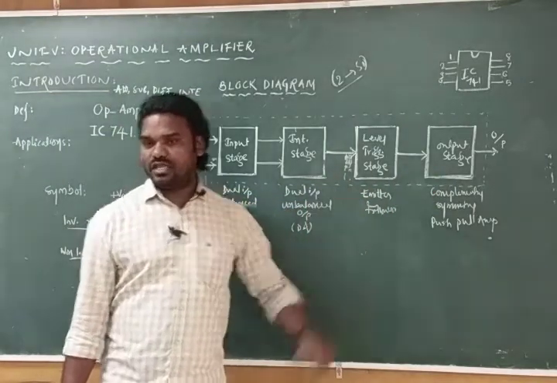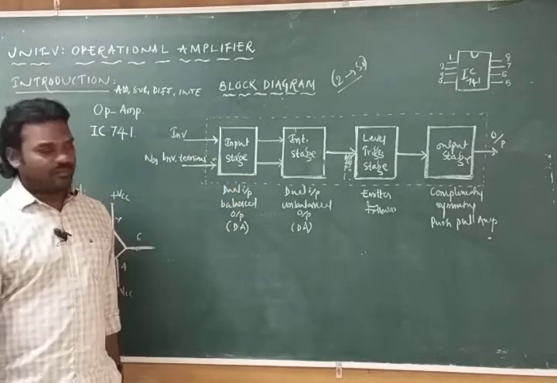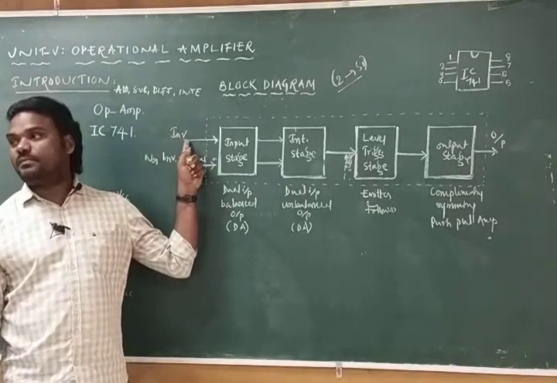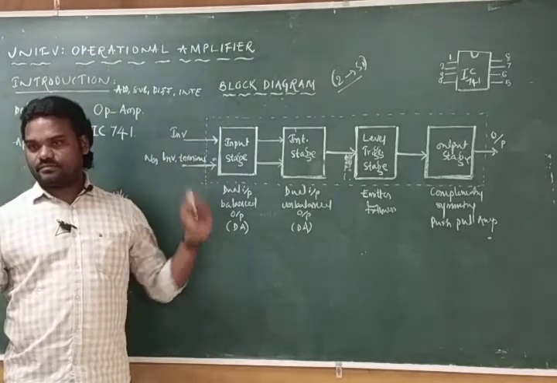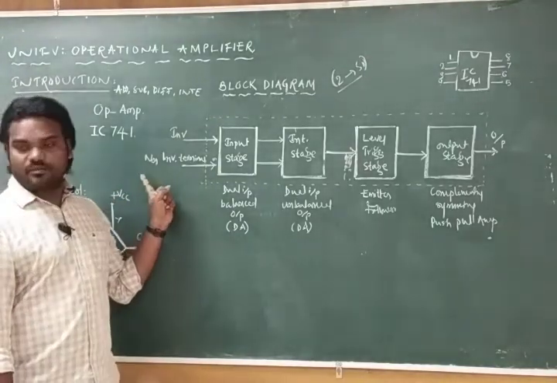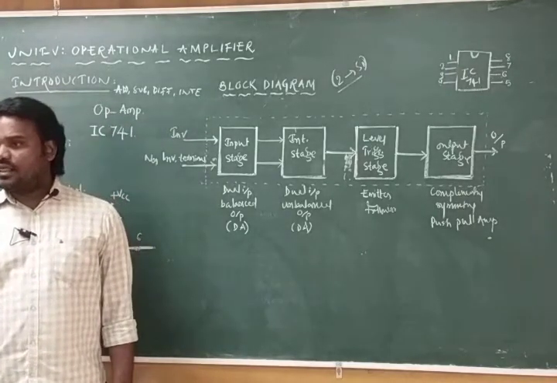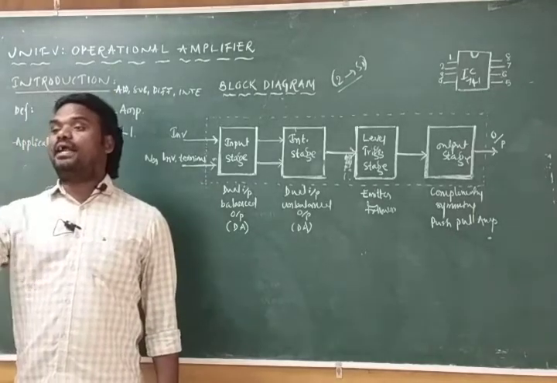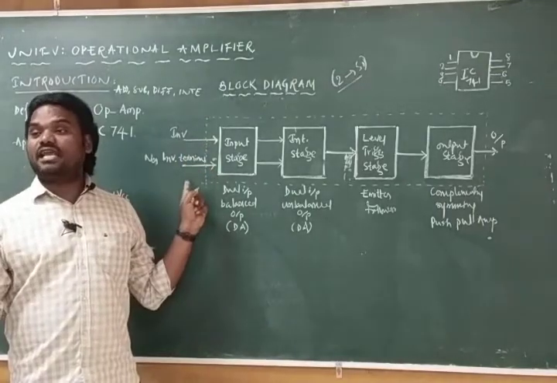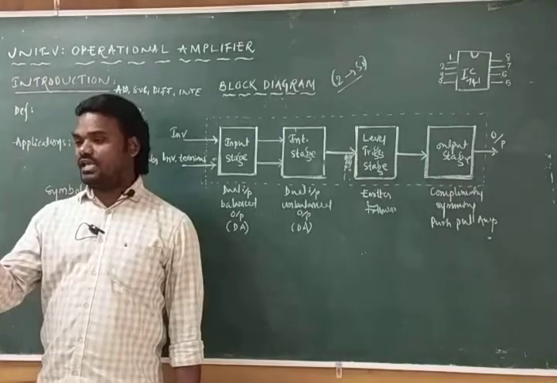Then I will be going with the inputs of an operational amplifier. How many inputs does it have? 2 inputs. The first input is the inverting terminal, and the second input terminal is called the non-inverting terminal. That means the operational amplifier can be operated in 2 modes: first inverting mode and second non-inverting mode. I will explain what inverting mode and non-inverting mode are.